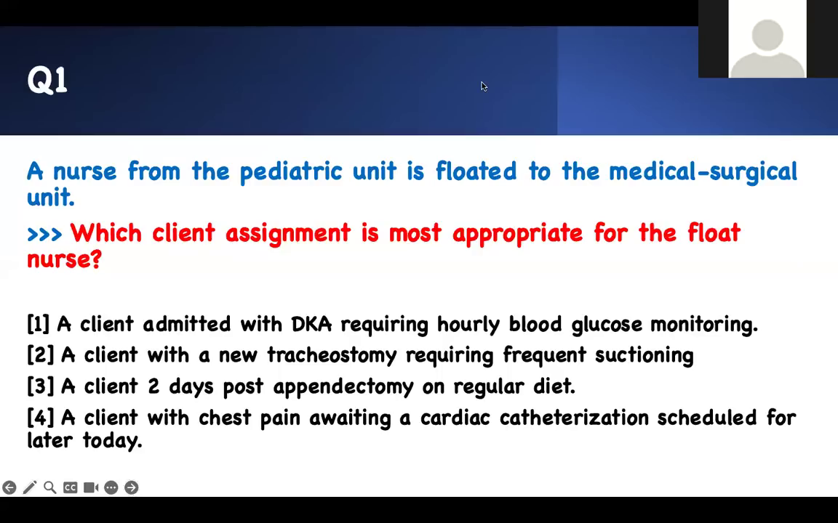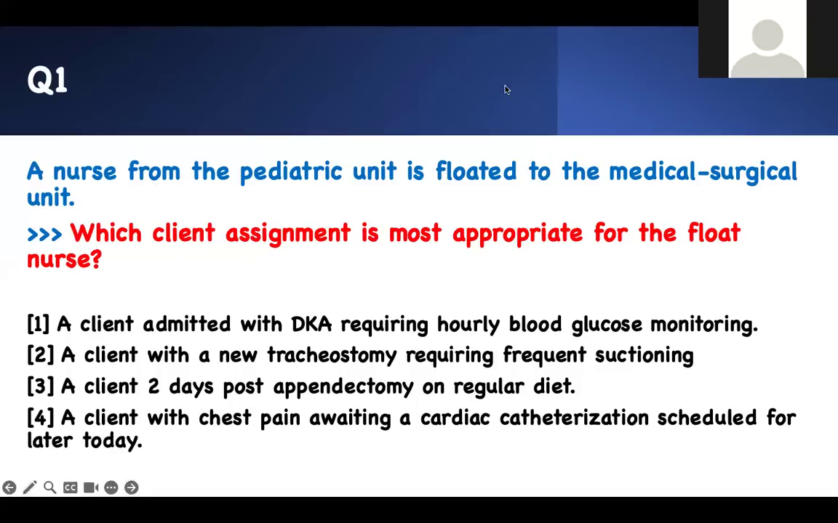There's a principle associated with the float nurse. What should a float nurse do? They can take care of patients, but you should not give them any specialized patient. Two, they are not involved in admission. Three, they cannot be involved in discharge. And four, any new patients, they should not take care of. You should give them a patient that is perfect for their background. Even though they are nurses, give them something that is perfect for their background.